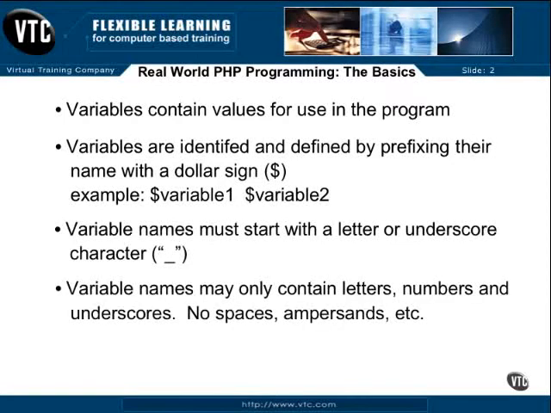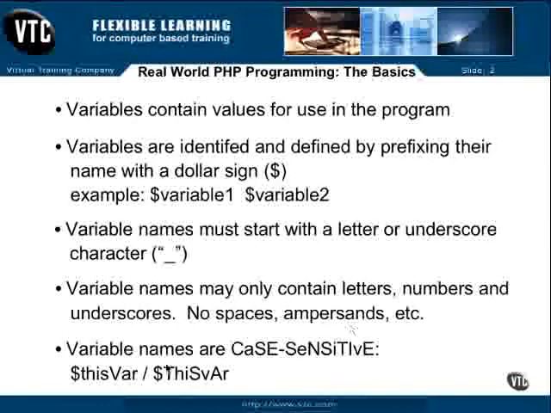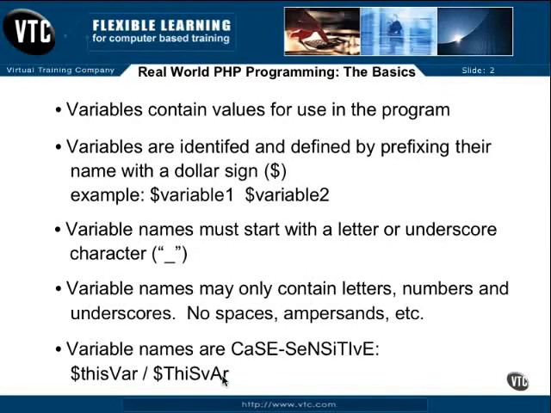Second, the variable can contain only letters, numbers, or underscores. No spaces, no ampersands, percent signs, etc. Only letters, numbers, and underscores. Variables are case sensitive. So this var and this var are two different variables.